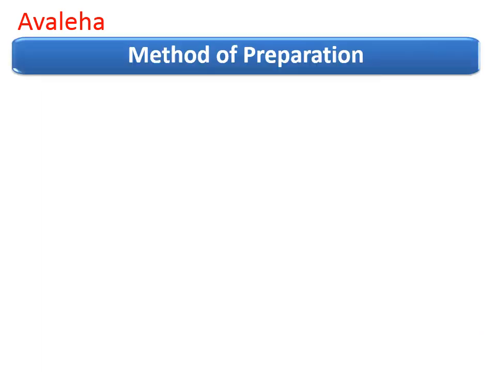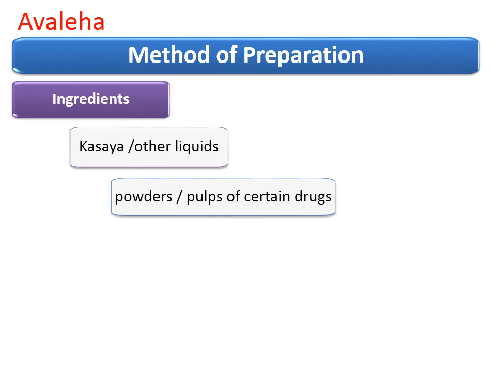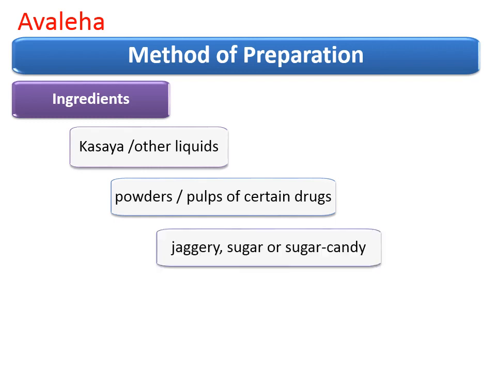Now we will see the method of preparation. The ingredients used are kasaya or other liquids such as juices or decoctions of certain plants. Then certain crude drugs, if mentioned in the formula, are taken as very fine powder, and pulps of certain drugs or fruits can also be used depending upon the formula. The major ingredient, that is viscosity modifier and sweetener, is jaggery, sugar or sugar candy.